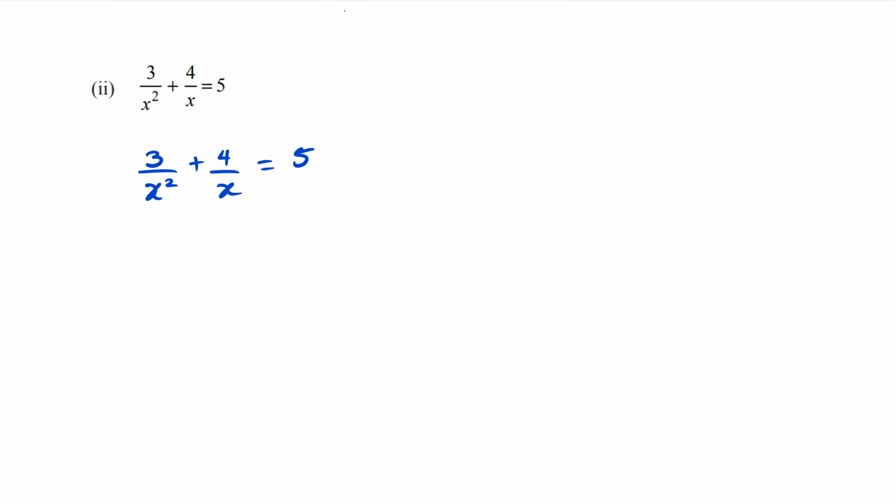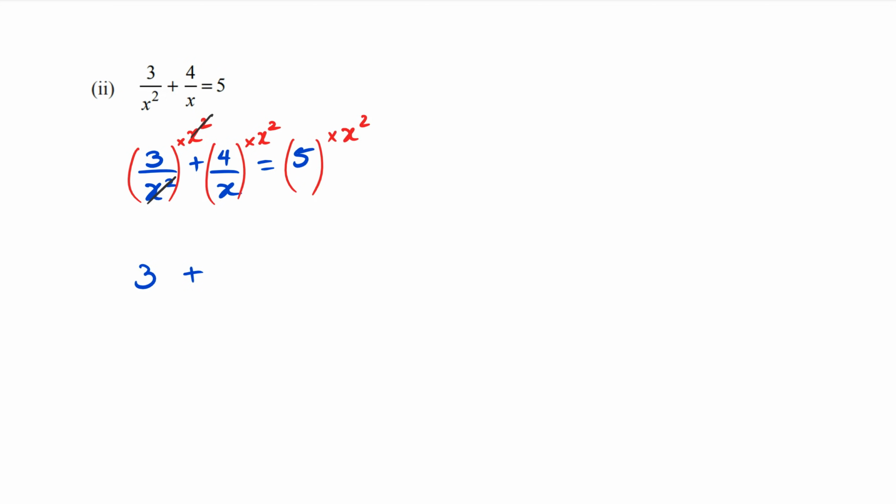So the first thing I want to get rid of is the x squared under the 3. So what I'm going to do is multiply everything by x squared. I'm going to multiply the 5 by x squared, multiply the 4 by x squared in the numerator, and the 3 also by x squared. When I do this, the x squareds start disappearing, because x squared is in the denominator and the numerator. So what I'm left with is just 3.